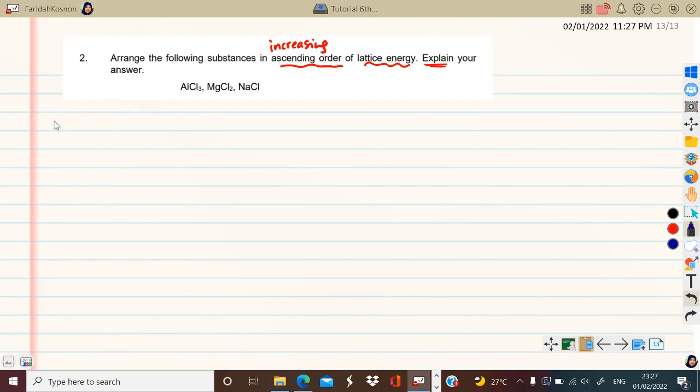We have to analyze. Okay, we have aluminium trichloride. So dalam aluminium trichloride kita ada apa? Aluminium ion Al3+ and chloride ion. Ada 3 chloride ion lah. Saya tulis satu saja. Okay, and then we have magnesium chloride MgCl2. So we have magnesium ion Mg2+ and Cl-. Ada 2 Cl- actually. Okay, and we have sodium chloride. We have sodium ion and chloride ion.